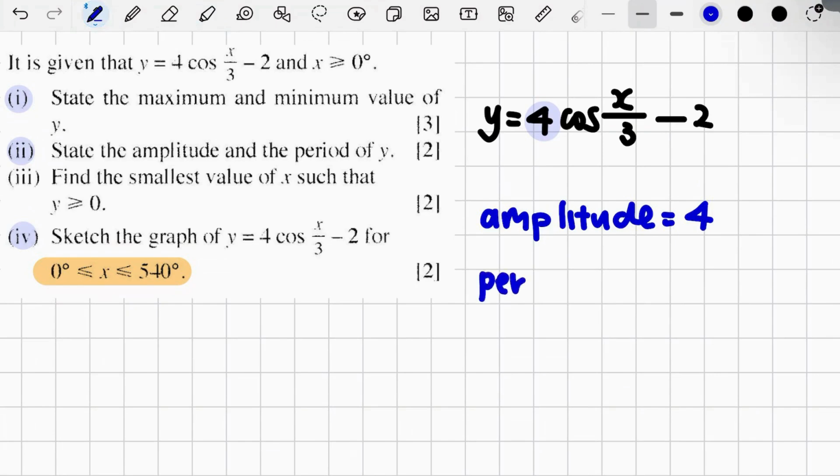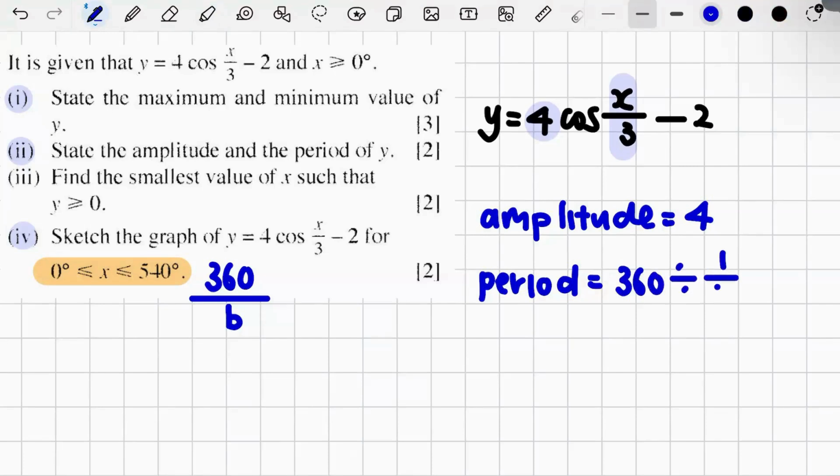The tricky one, the one that students always forget, is how do we find our period? The period is always 360 divided by b, where b is the coefficient of x. In this case, this is 360 divided by 1/3. When you divide by 1/3, this is actually 360 times 3, which is huge. So 360 divided by 1/3 is equivalent to 1080. So this is the period.